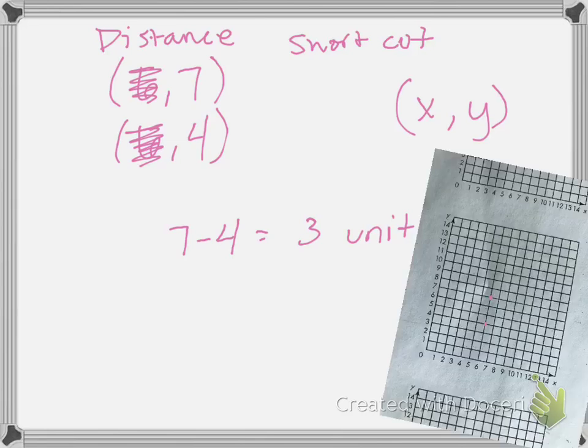Let's test that. So I have plotted 6, 7, and 6, 4. With our little trick, we figured out it was 3 units away. Let's see if it's correct. 1, 2, 3, and it is correct. So we know that the shortcut does indeed work. Pretend it was 6, 7, and 3, 6. Even though you have 6s in both of them, they are not in the same spot. They have to be either the same X or the same Y spot.